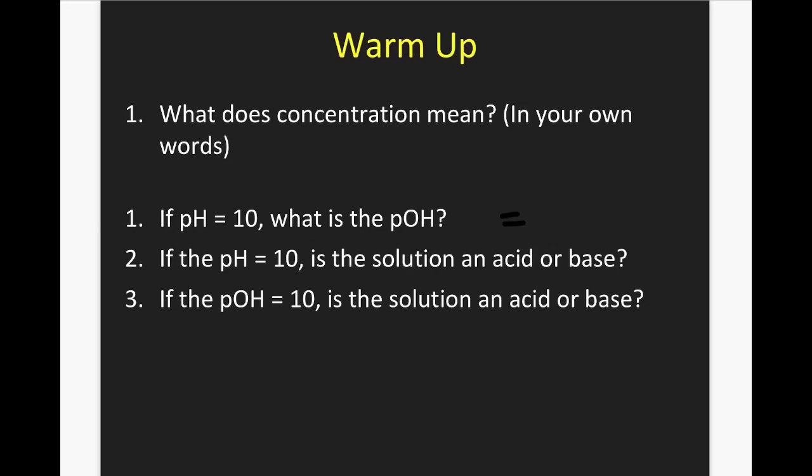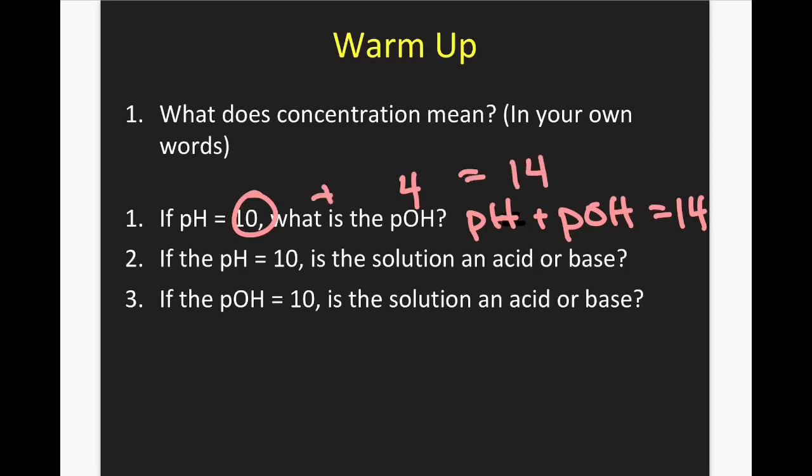All right, so what does concentration mean? Hopefully you all told me that it is how much of your solute is dissolved into your solution. So it's telling you how diluted or concentrated it is, how much is present. And then if we look at our pH and pOH, we know that if we add these two together, pH plus pOH, we should get 14. All right, so if my pH is 10, pOH must be 4 because 10 plus 4 equals 14.